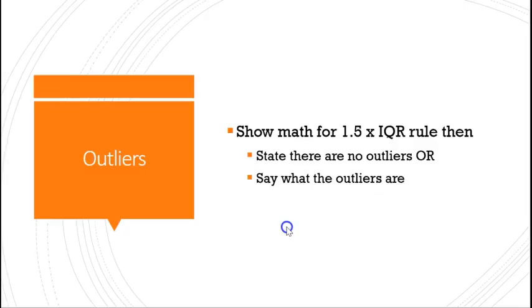If there are outliers, you need to say what those outliers are. Don't just say, yes, there are outliers. What are the actual numbers that are outliers? Okay.